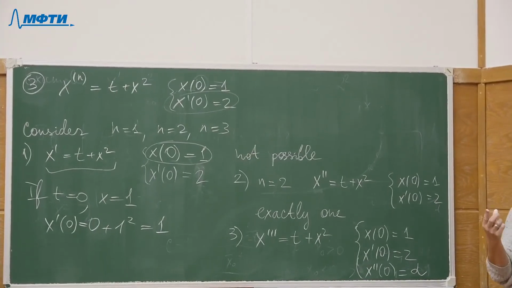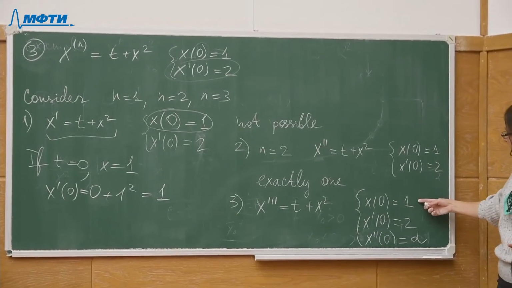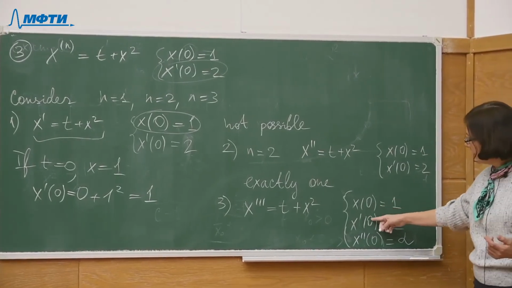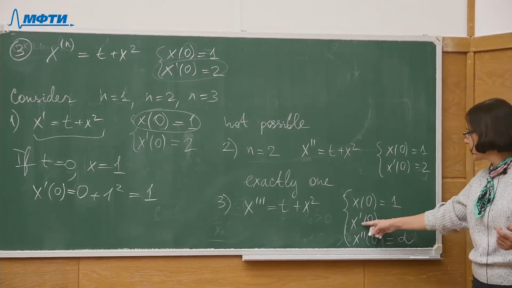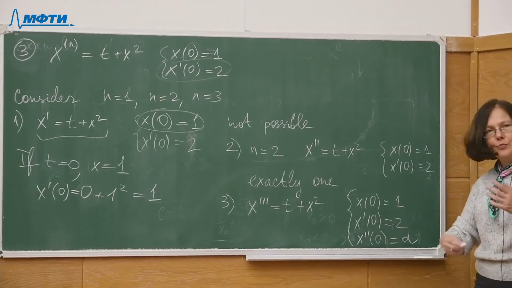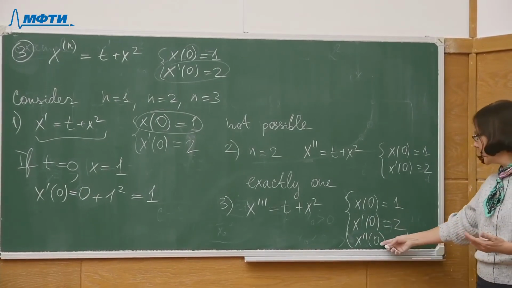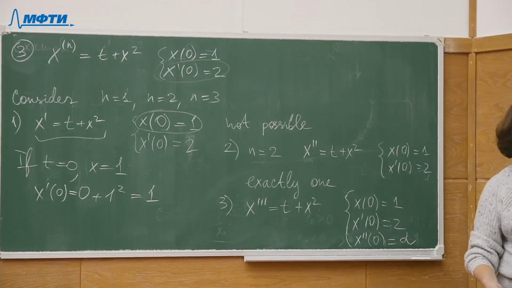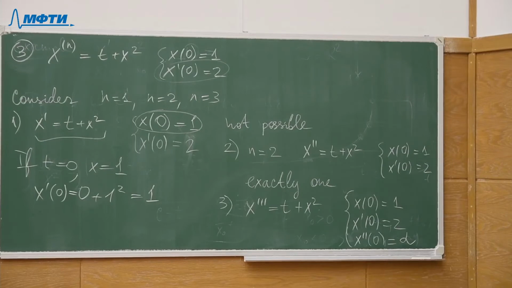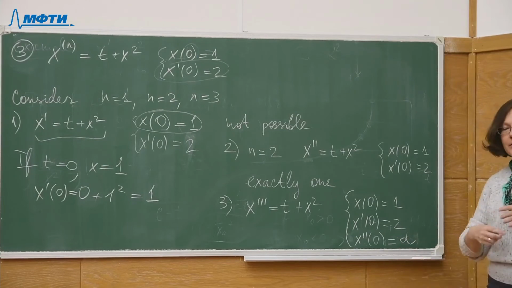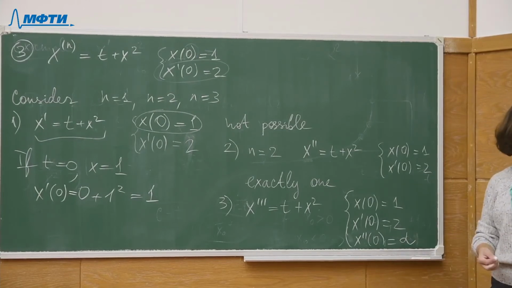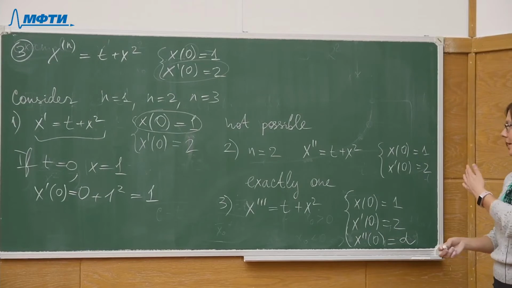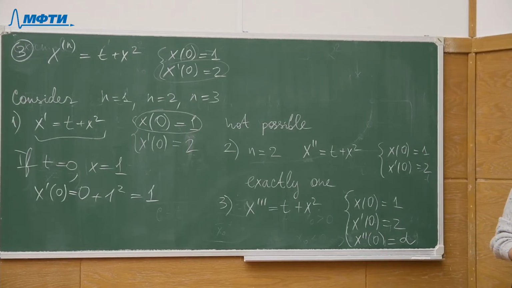So there will be, for example, two solutions with these two conditions, x of 0 is 1, x prime of 0 is 2, but x double prime at the point 0 will be different. So the functions are different, right? Since alpha may take infinitely many different values, we will have infinitely many different solutions for n equals 3. So this is the correct answer.